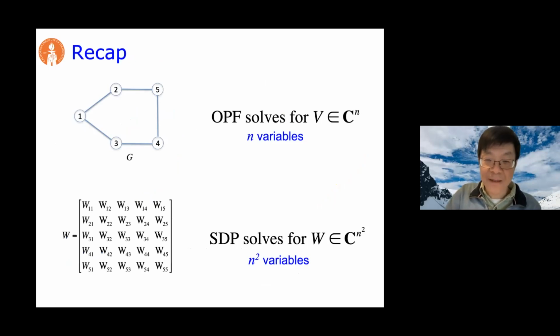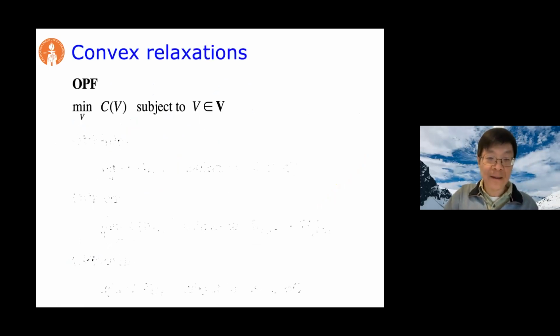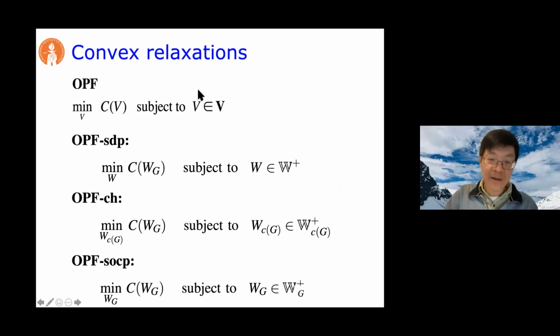Okay, so recap, OPF solves for n variables, SDP solves for n squared, but it's not necessary. We can solve the chordal relaxation that will solve for n plus 2m variables, which for a large sparse network can be much lower than n squared. Okay, so this is just a summary. OPF is a problem that we want to solve. We can solve its relaxation, either the chordal relaxation for a mesh network or SOCP for a tree network.